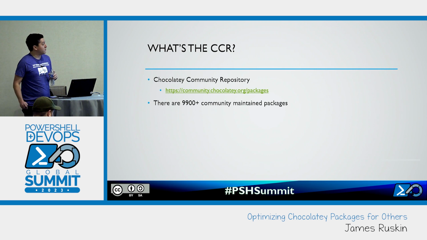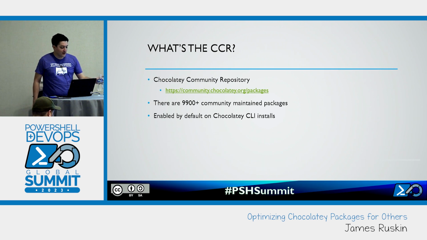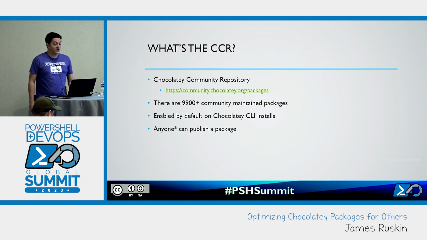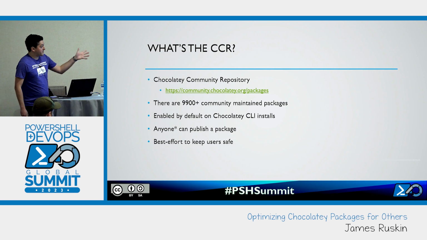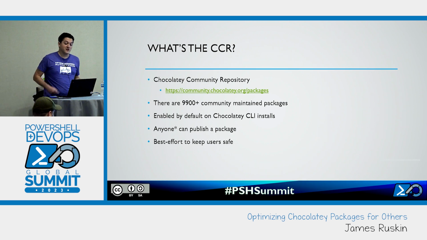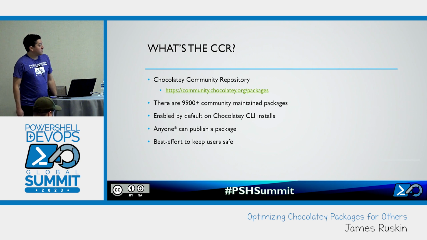It's all enabled on all Chocolatey CLI installations by default. And it's the default source Chocolatey will actually use. We allow anyone, until proven guilty, to publish packages with a few conditions. And that's pending verification and review by automated processes and volunteer moderators. But what actually happens when a package is pushed to the repository?